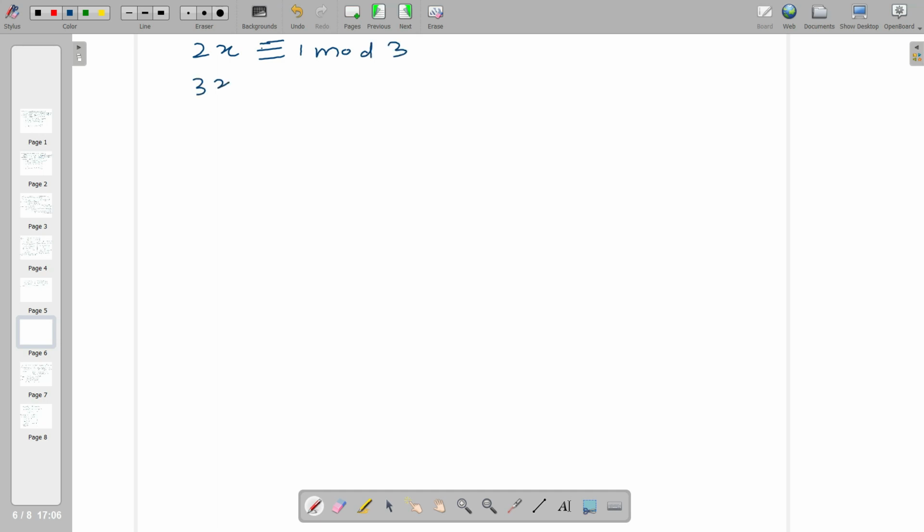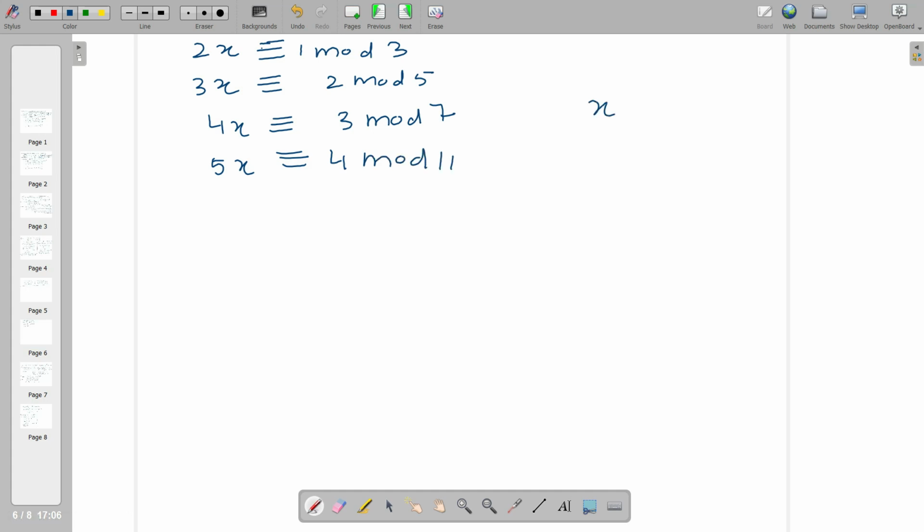3x is congruent to 2 mod 5, 4x is congruent to 3 mod 7, and 5x is congruent to 4 mod 11. And then we need to find out the value of x.